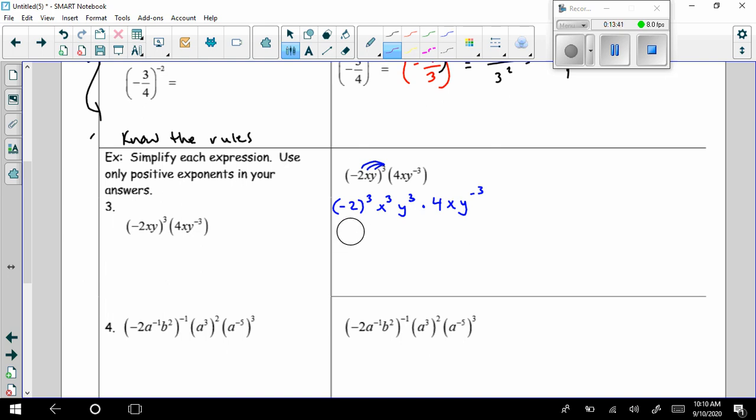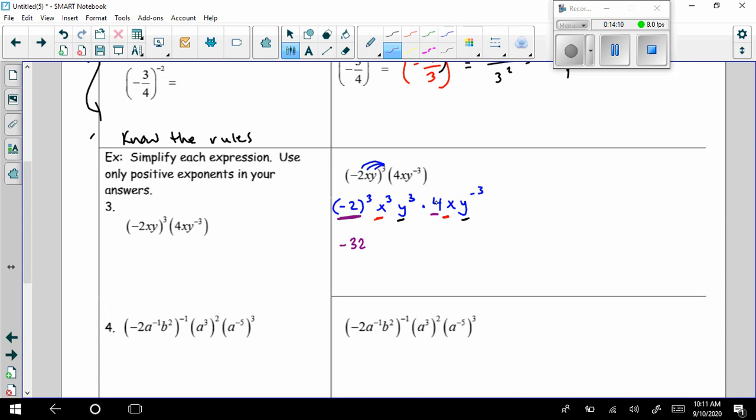So I get negative, well, actually I'm going to do two things at once here. I have my like terms here, here, and here. So I'm just going to combine my like terms all at once. So 2 to the third power times 4, and it's negative 2 to the third power times 4. If you do that in your calculator, you'll get negative 32. 2 to the third is 8. That makes it negative. Times 4 is 32.